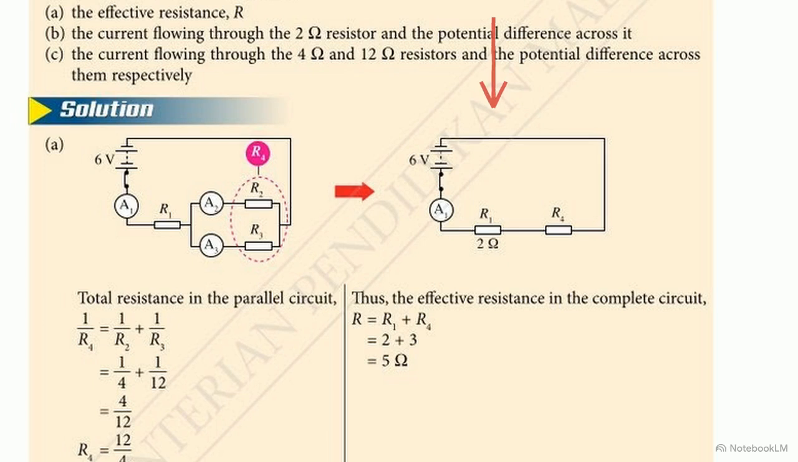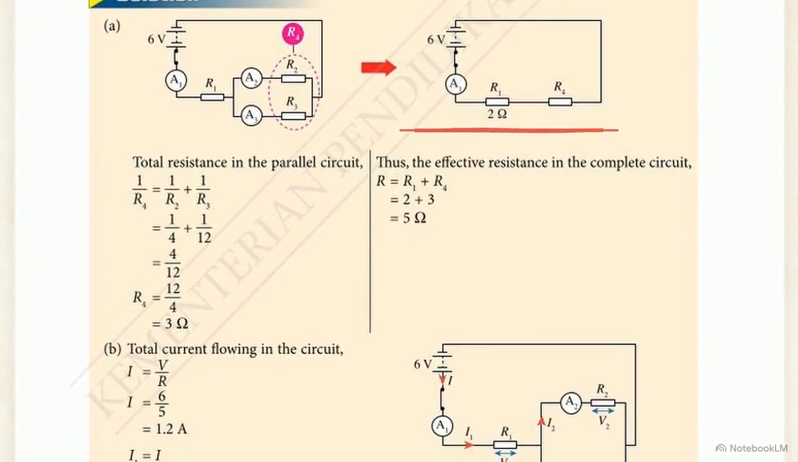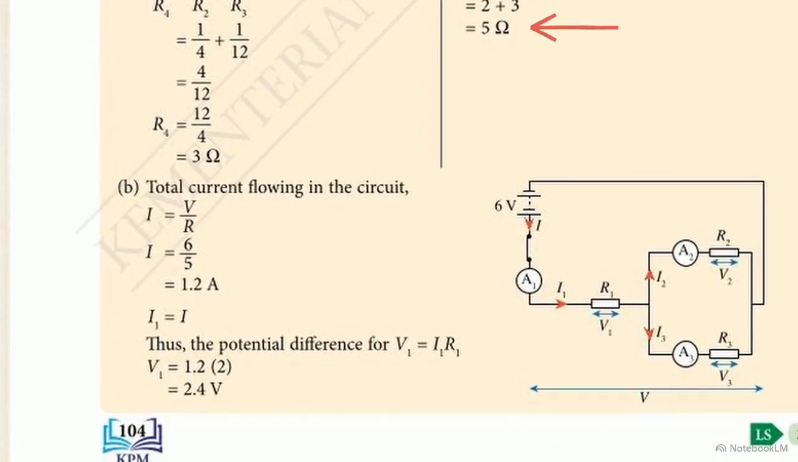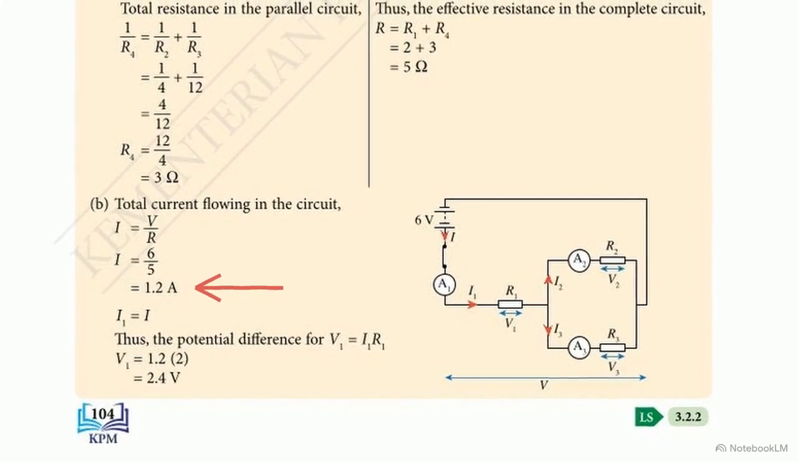Step 2. Redraw the circuit in your head. That messy parallel branch is gone. We replace it with a single imaginary 3-ohm resistor, which we call R4. Now we just have a simple, straight-line series circuit. Step 3. We add the original 2-ohm resistor to our new 3-ohm block to get a total effective resistance of 5 ohms. Step 4. We divide the battery's 6 volts by our 5 total ohms, finding the total current, 1.2 amps.